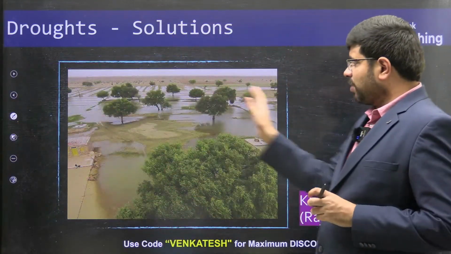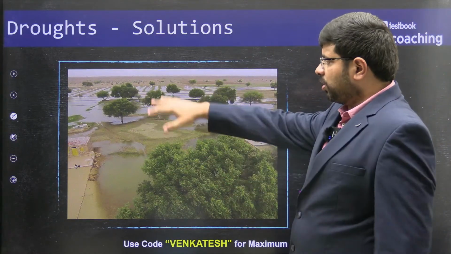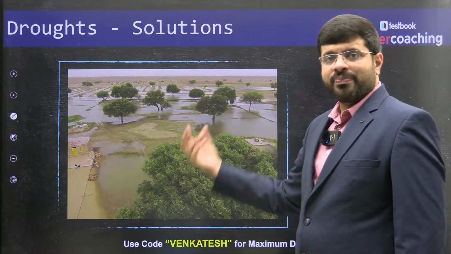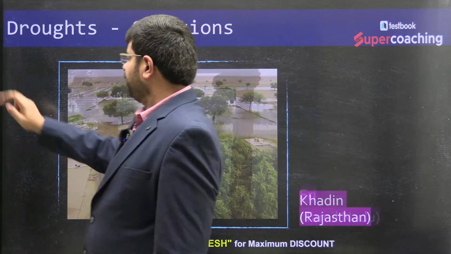This is how Khadins actually look in reality. You can see these are what you call Khadins. The slope of the land is such that the water will be stored, and as you store water, it will help in percolating the water. So these are the Khadins which are found in Rajasthan.